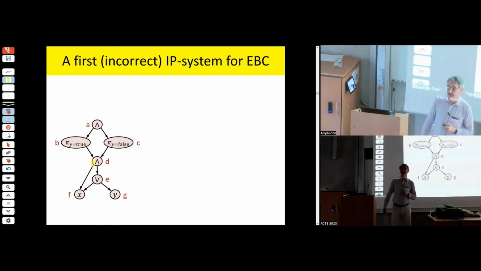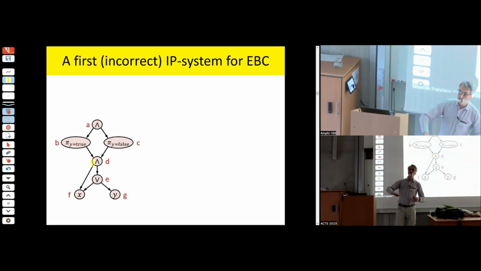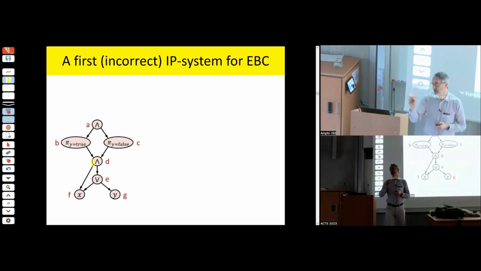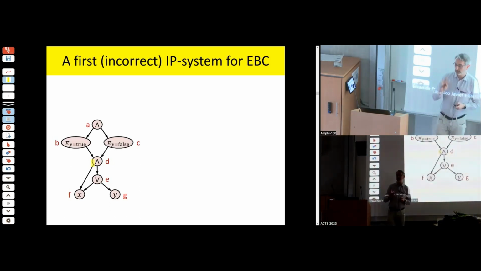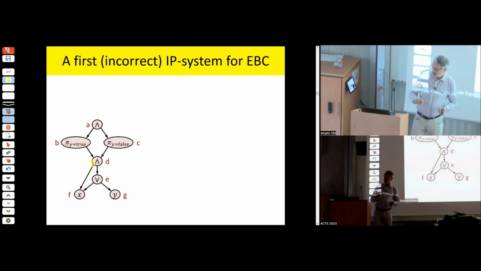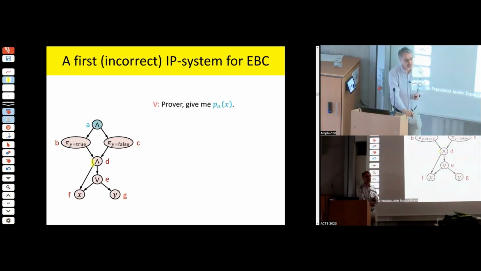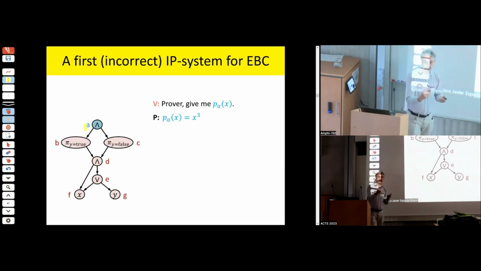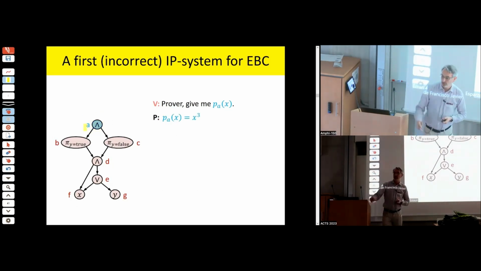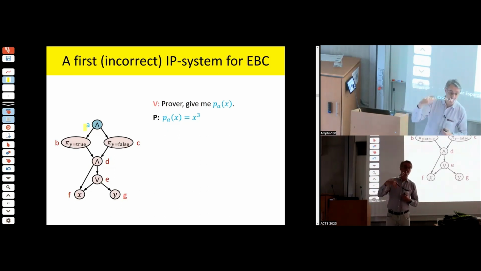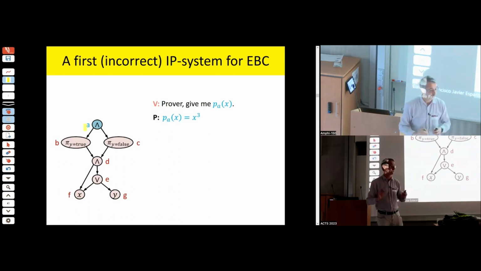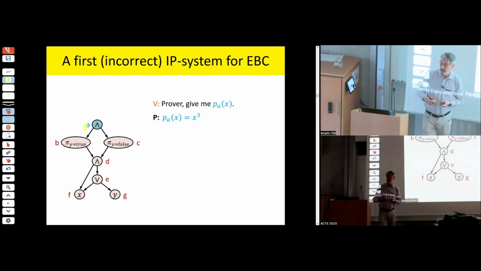Good. So now let me try to present to you an interactive proof system for this problem. I'm going to first present a version which is not yet correct, but which helps to understand the idea. So the idea is the following. The verifier tells the prover, please give me the polynomial of this node. And the prover answers, the polynomial is x to the cube, which means the prover is telling the verifier the formula is not unsatisfiable, because otherwise it would have told you 0. So it is also answering the problem.